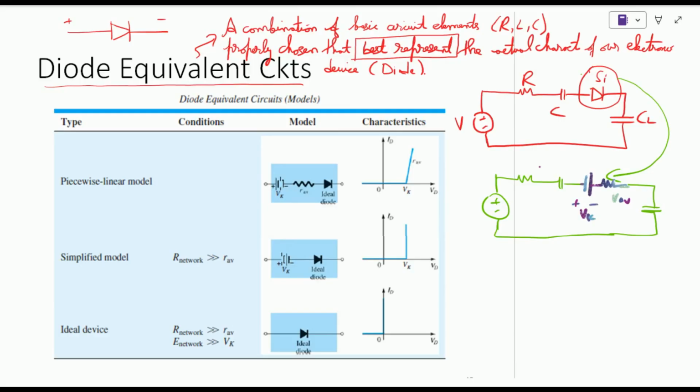So for the diode, there are 3 basic equivalent circuit model techniques that we can use. The first one is called the piecewise linear, the second one is called the simplified or the approximate model. Some of the books use the approximate, and the third one is known as the ideal diode model. So here you can see the various configurations and their output in terms of this characteristic graph.